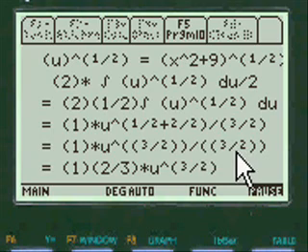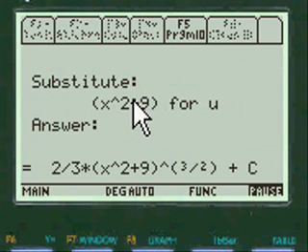And then, of course, don't forget, when you're dividing by a fraction, you always have to invert and multiply. Here's 2/3 inverted from 3 halves, or 3 over 2. Then you substitute your x back in for u, and here's your answer here.